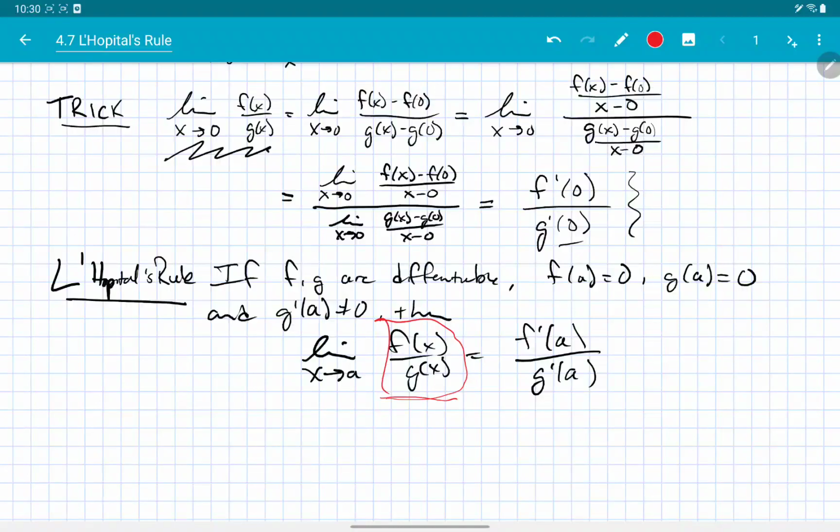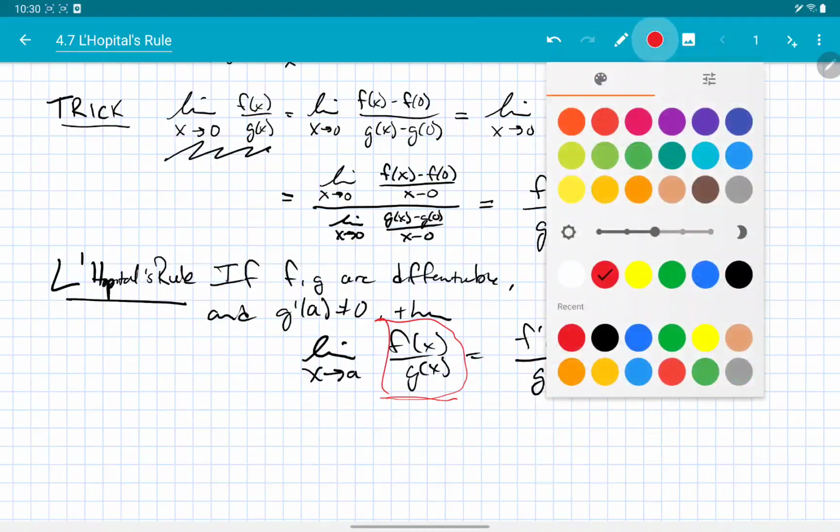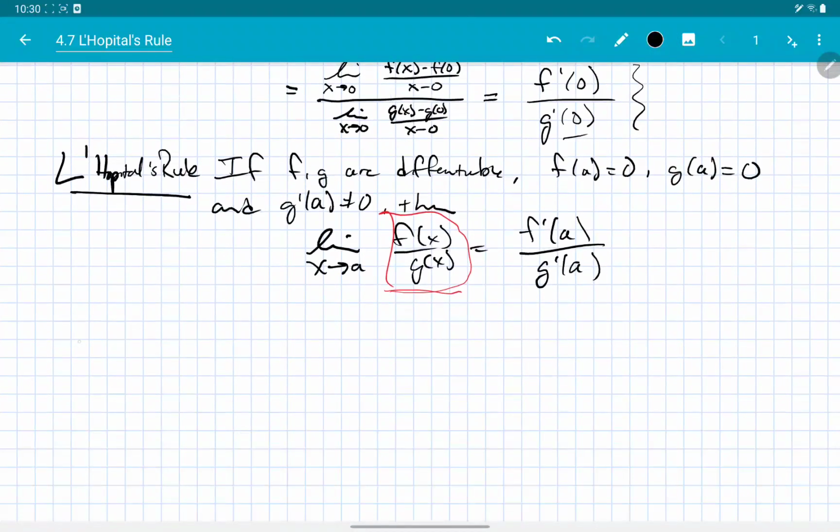Okay, so let's take a look at an example using L'Hopital's rule to see how quickly this can help us find some difficult limits. Let's find the limit as t approaches 0 of e to the 2t minus 1 over t. Note that when we plug in 0 for t, the numerator becomes e to the 0 minus 1, which is 0. The denominator is 0. And so this is exactly the type of situation where we can use L'Hopital's rule.